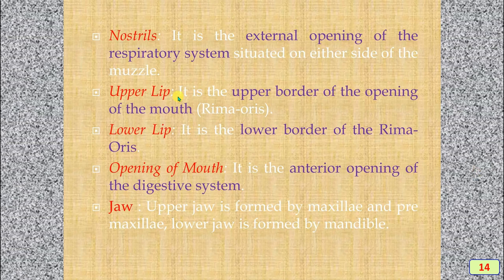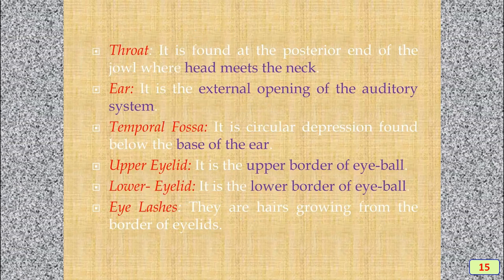Upper lip is the upper border of the opening of the mouth, and lower lip is the lower part of the rima oris. The opening of the mouth is the anterior opening of the digestive system. So what's a jaw? The upper jaw is formed by the maxilla and premaxilla, and the lower jaw is formed by the mandible.